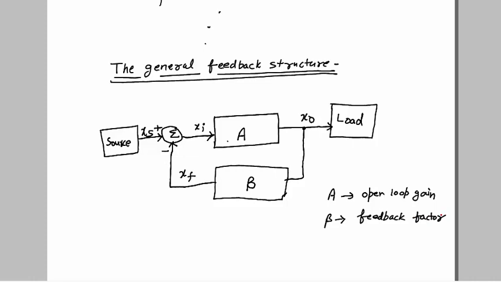Now since the open loop amplifier has a gain A, it means x naught equals A into xi. The output x naught is fed to the load as well as to a feedback network, which produces a sample of the output. Based on this we can say xf equals beta x naught.